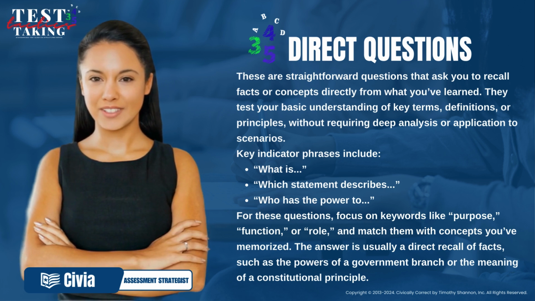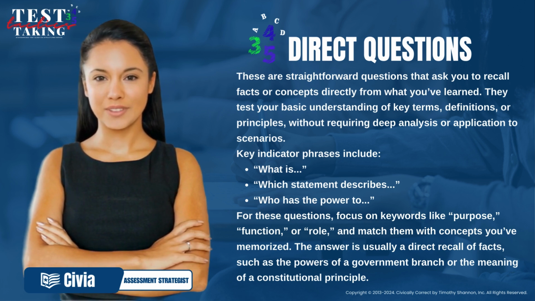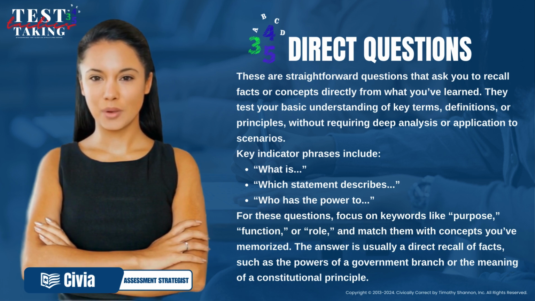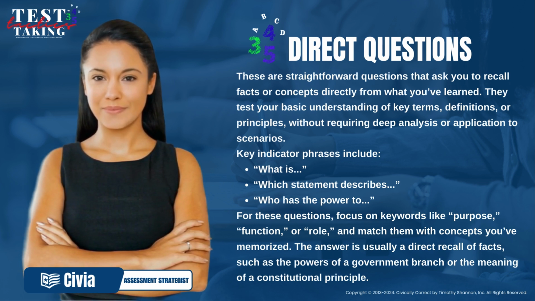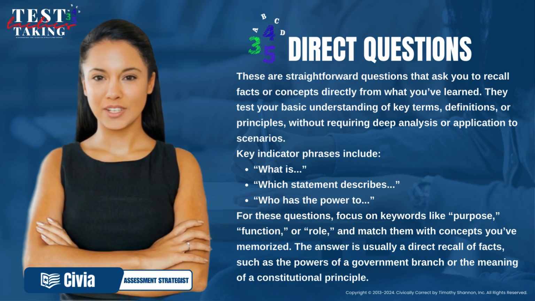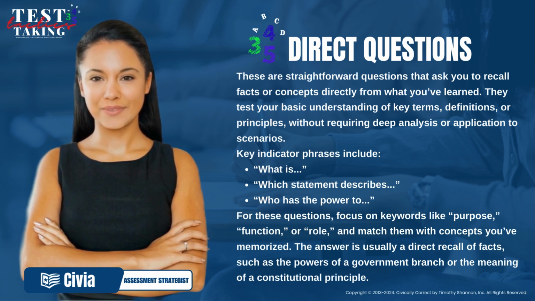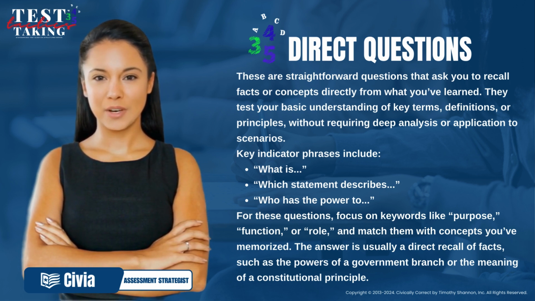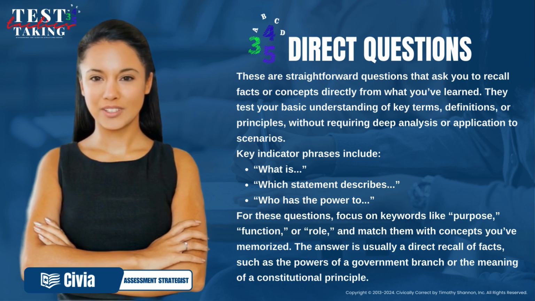Key indicator phrases you'll see in direct questions include, what is, which statement describes, who has the power to. For direct questions, you simply need to focus on recalling the fact or concept. These questions don't require much analysis, just accurate recall of the information. Now let's look at some examples of the direct question structure.